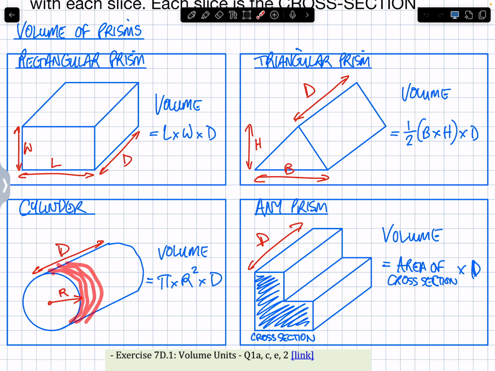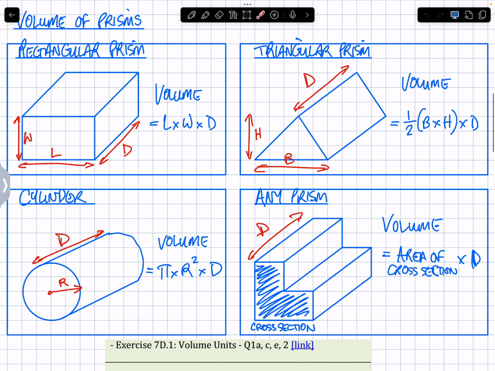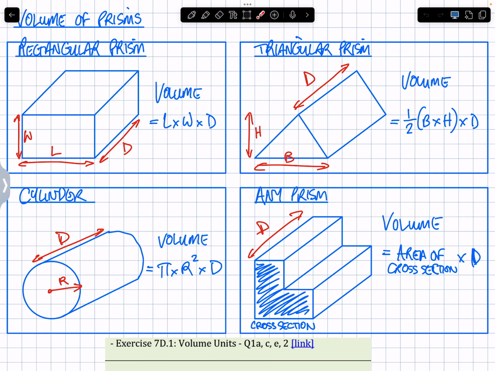So all I need you to do is, can you get the formulae for these prisms? And then we'll discuss the any prism formula after.